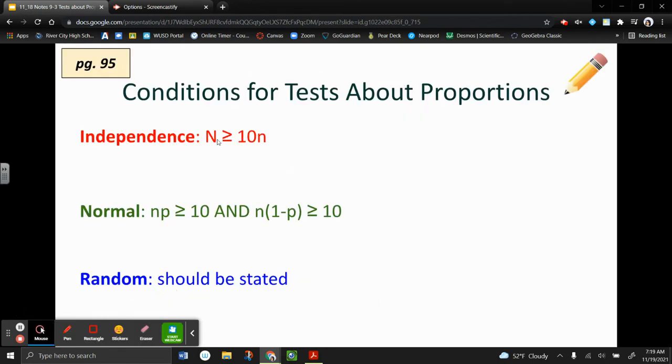In terms of conditions, these are the conditions that we check for proportions. These should feel pretty familiar because they're the same conditions that we checked in Unit 7 as well as Unit 8. One thing to point out, though, in Unit 8, we use p hat here because we were given p, we were estimating p. But in this problem, since we have a value of p that we're assuming to be true, that's what we're going to use in our normal condition.